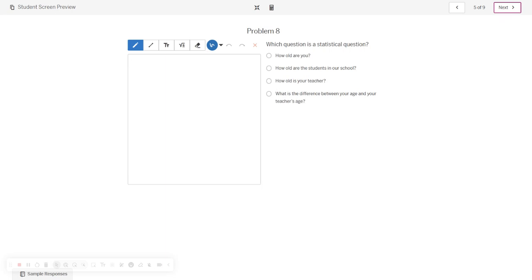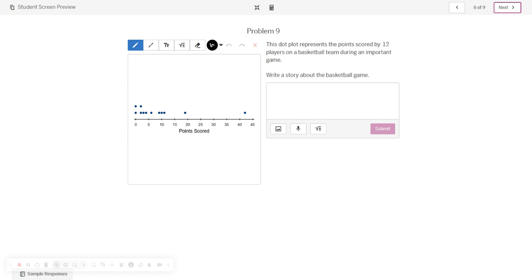Which is this? How old are you? Is not a statistical question because you're just asking one student. How old are the students in your school? That's a statistical question. How old is your teacher? That's just one person. What is the difference in your age? That's just a subtraction problem. So, like if I was looking at this A, C, and D, they only have one answer. But if you're asking like how old are the students in our school, that's a statistical question. You're going to get a lot of different answers. Hopefully this is not how old the people are at school.